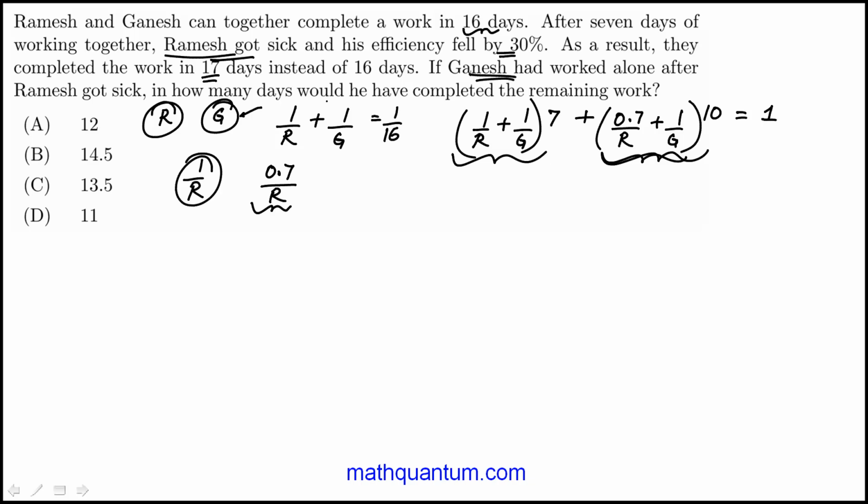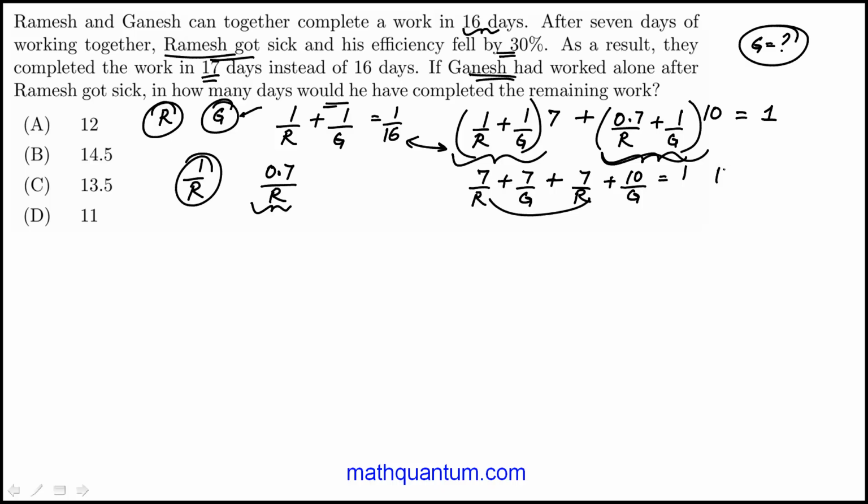Now we'll come to that, but first we need to figure out how many days it takes Ganesh to do this job. So we have these two equations. It's some algebra here. I'll distribute the 7. This is a matter of how quickly you can do this. And then distribute that 10, equal to 1. And then I'll combine these two terms. That's 14/R plus 17/G is 1.